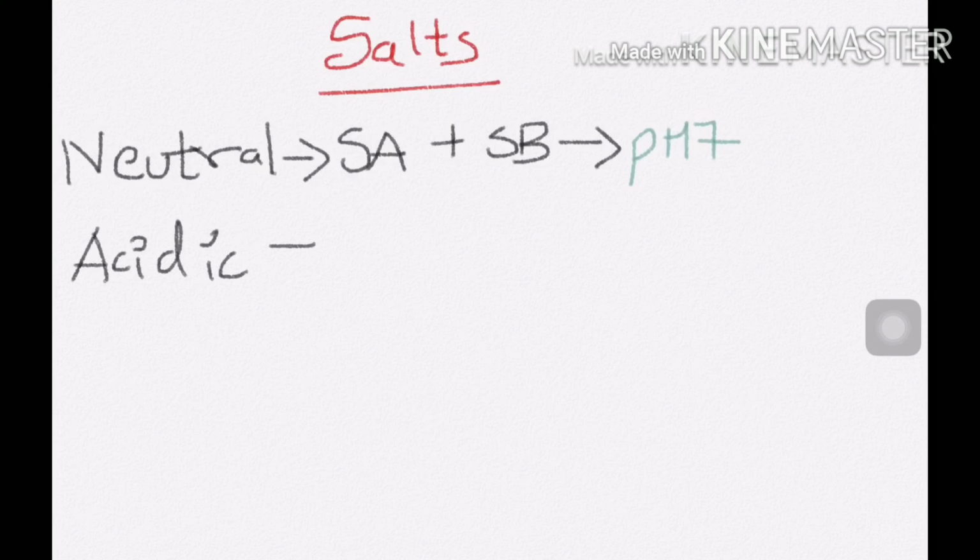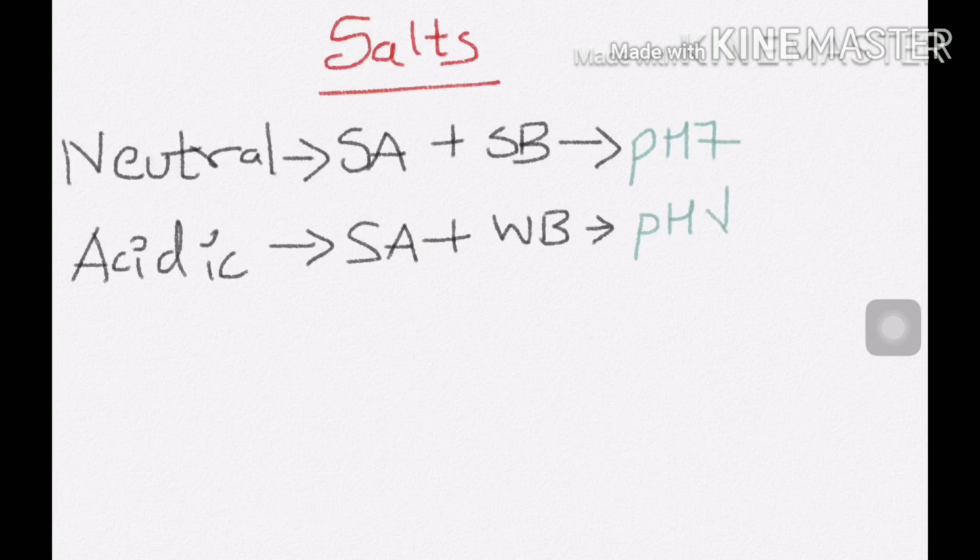Now acidic salt. Acidic means you have strong acid. Acid is strong and base is weak. So acidic means pH level is naturally less than 7. So winner over here is acid. So the salt is acidic.